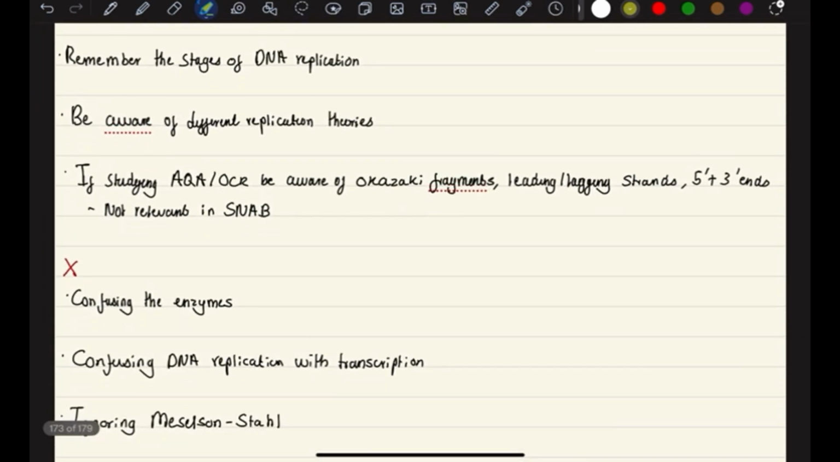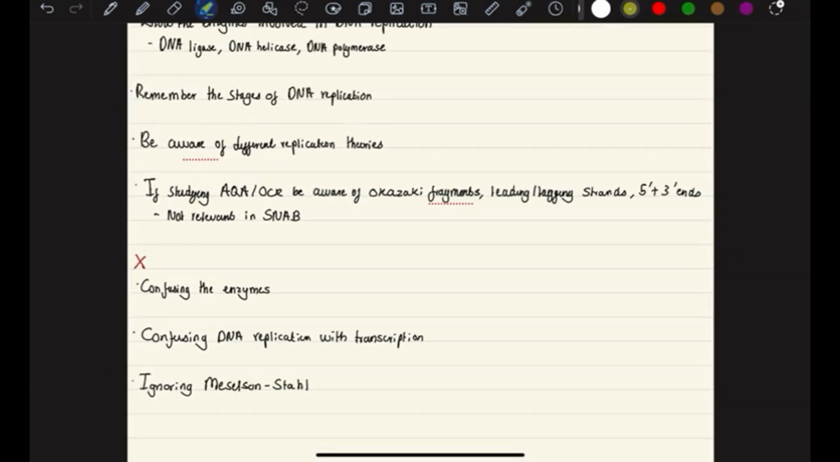What not to do. I've already mentioned this: confusing the enzymes happens a lot. Be careful. Confusing DNA replication with transcription happens a lot. Guys, be careful. Ignoring Meselson-Stahl. For some people, they open the exam paper and they're like, I've never seen this. I've never seen this in my life. So make sure you're not one of them. Yeah, and those are my tips for this lesson.